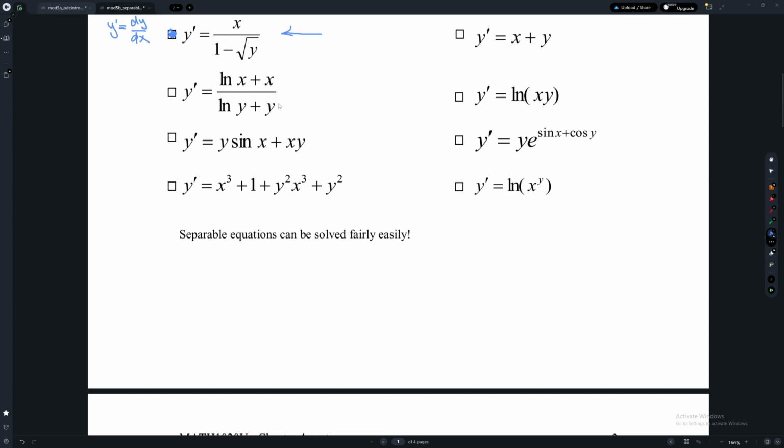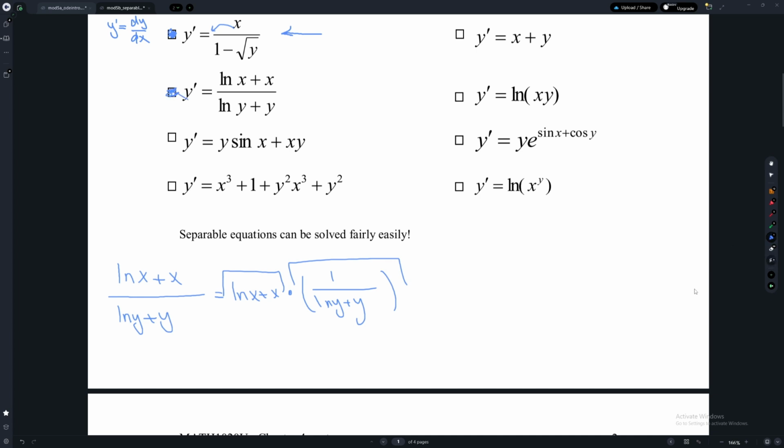Solution number 2, we have ln x. This one is the same. You know how I brought down the x and I multiplied it? This one will become ln x plus x all over ln y plus y, and then you bring it down so it becomes ln x plus x times 1 over ln y plus y. So you see now it's split. This is in x terms, this is in y terms. That works. All right, let's delete this.